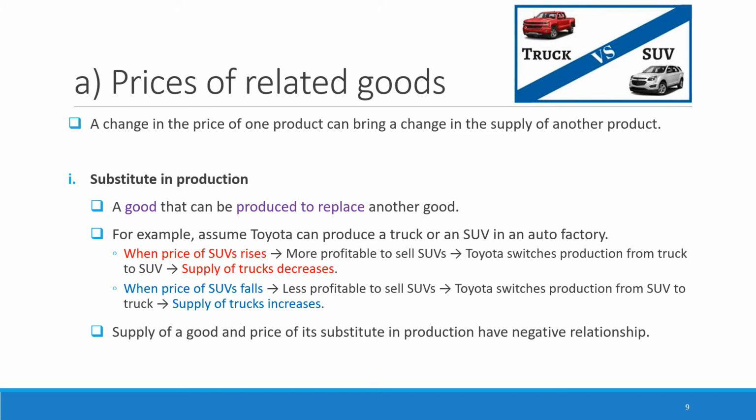A change in the price of a substitute in production can bring a change in the supply of another good. A substitute in production is a good that can be produced to replace another good. Examples of substitutes in production are trucks and SUVs of Toyota. When the price of SUVs rises, it is more profitable to sell SUVs. Therefore, Toyota will switch production from trucks to SUVs. This will reduce supply of trucks. In summary, supply of a good and price of its substitutes in production have a negative relationship.